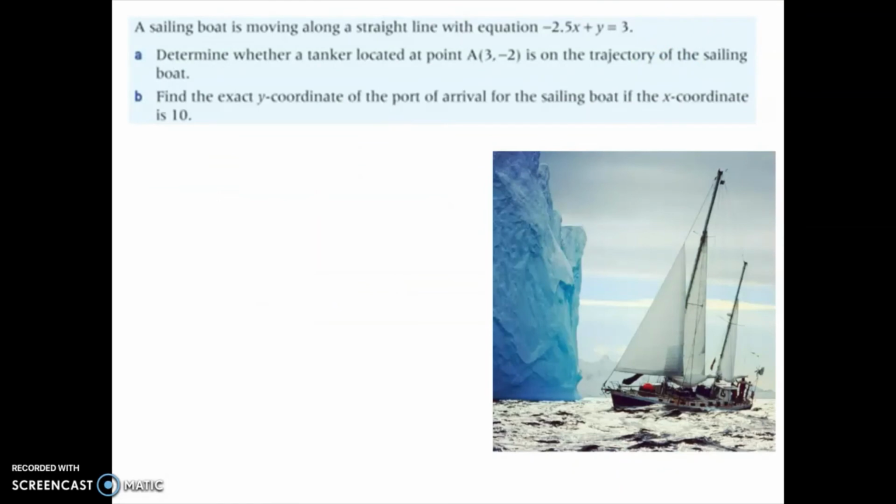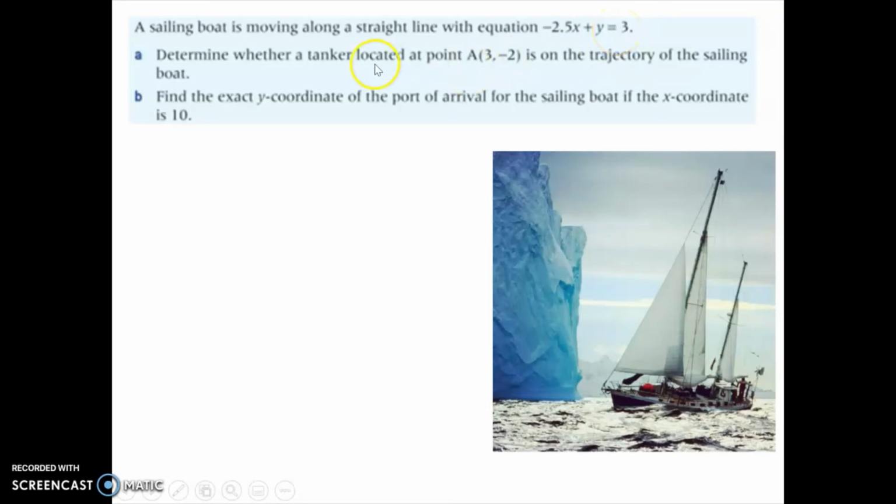Okay, try this one here. Similar problem. We have a sailing boat moving along at a straight line, so it's following a straight path. Here's the equation given to us. That looks like standard form, except we have 3 here. And so you know, standard form often has the constant put on this side rather than the other side with the 0. But anyway, this is kind of standard form.